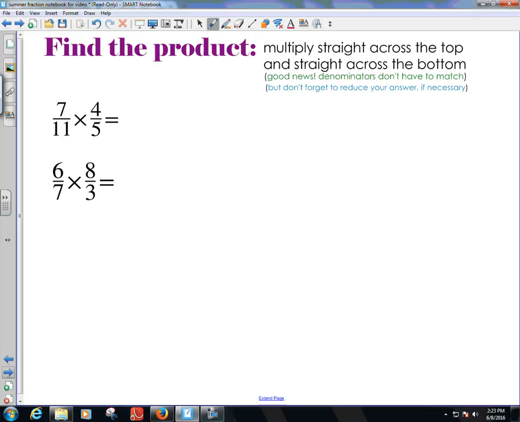All right, let's find the product. Well, this should be easy because we've been multiplying fractions for 2 slides now.